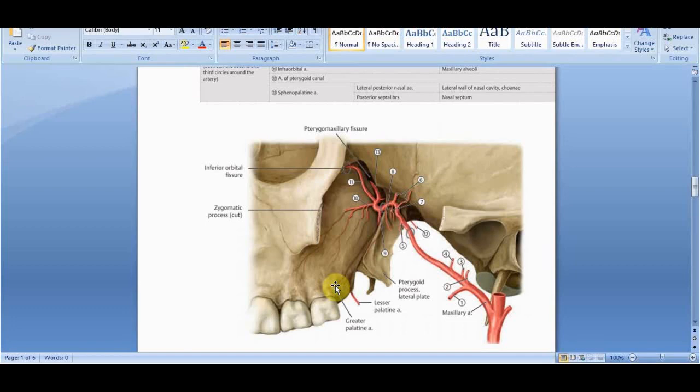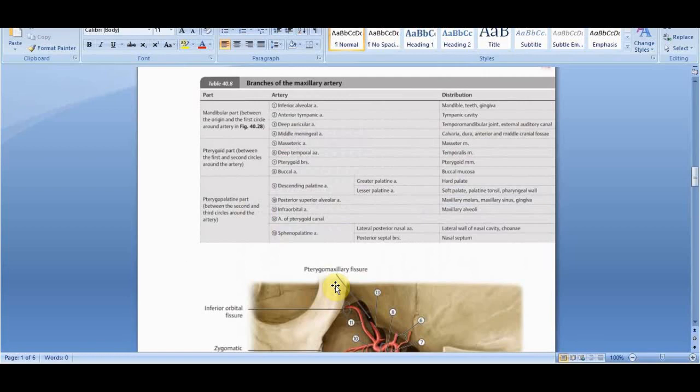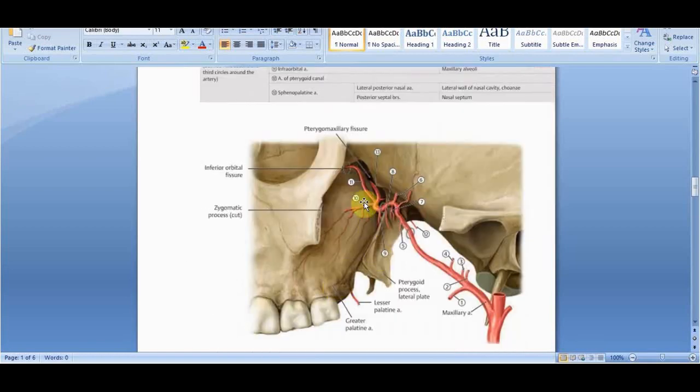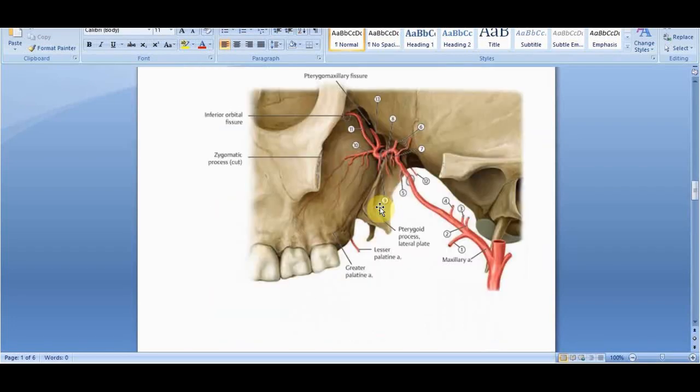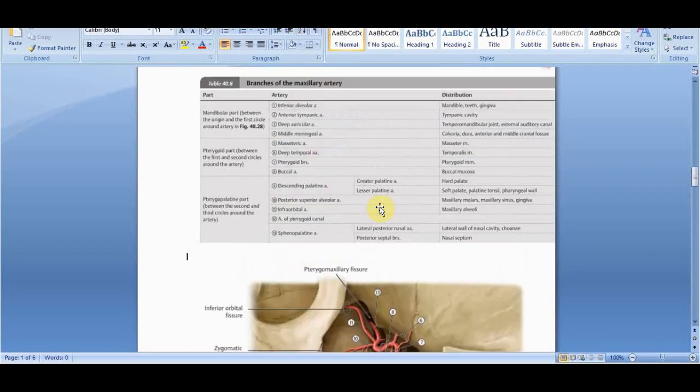And we can see the posterior superior alveolar artery, the infraorbital artery, which is the main continuation of the maxillary artery, heads into the orbit, the artery of the Pterygoid Canal in the posterior boundary, and you can see the Sphenopalatine artery represented as 13. This is the Sphenopalatine artery, which basically heads into the nasal cavity directly. We will consider the details. It's not something you should get overly confused about.